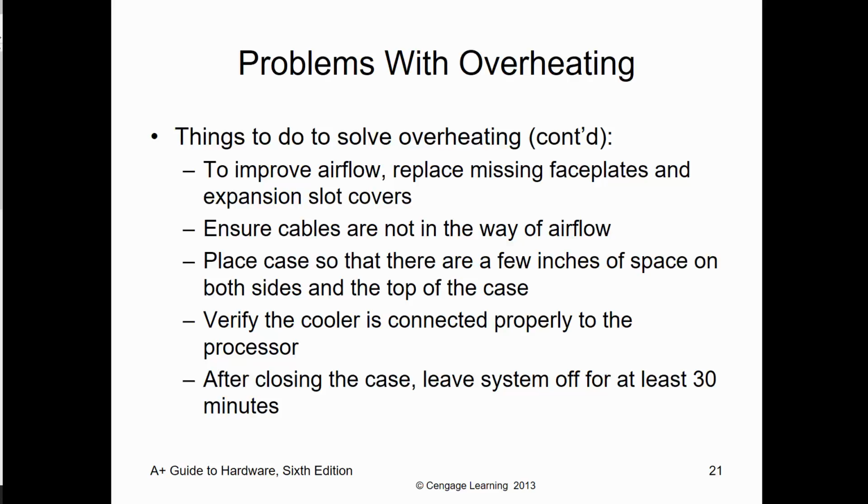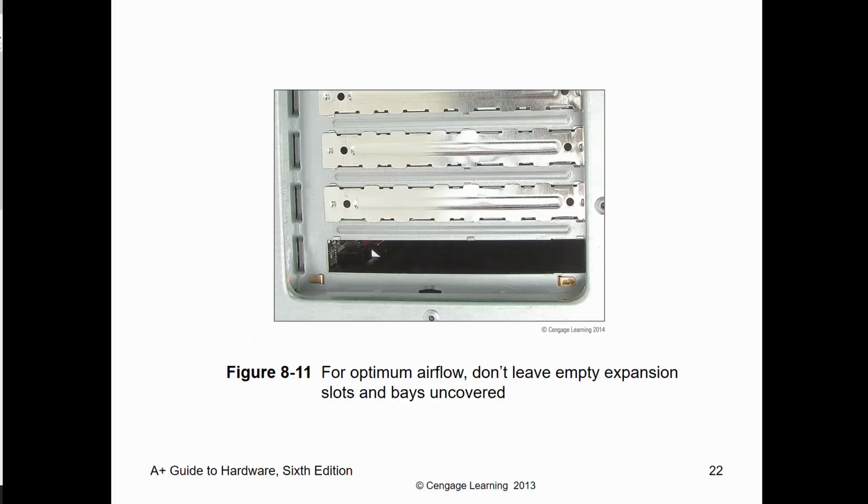Other things to help solve overheating: better airflow, better cable management to prevent the air from flowing appropriately. Make sure that we verify the cooler is connected properly to the processor with the correct amount of thermal paste. Also, things like open slots for air to escape. So we may not want that. You may want it. It kind of depends on your airflow setup. Normally, most people set it up so there is no area for the air to escape except where the fans are.